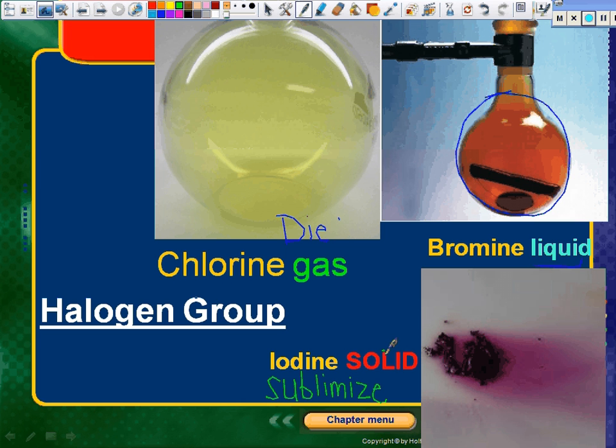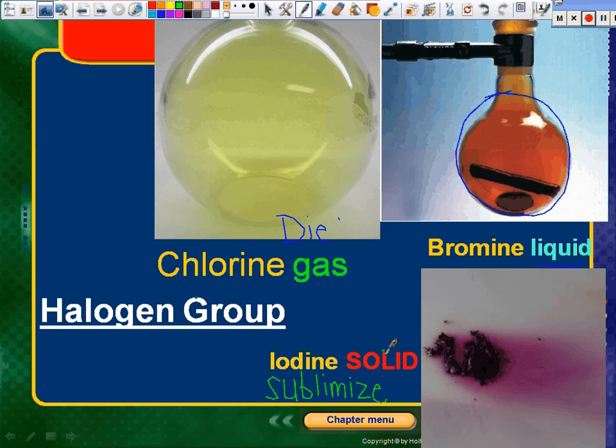Iodine solid, if you find it in nature, actually goes through the process of sublimizing. To sublimize. That is the process. What is sublimation? Perfect. To sublimize means to go from a solid straight into a gas. So what does that mean? It skips what? It skips the liquid phase.